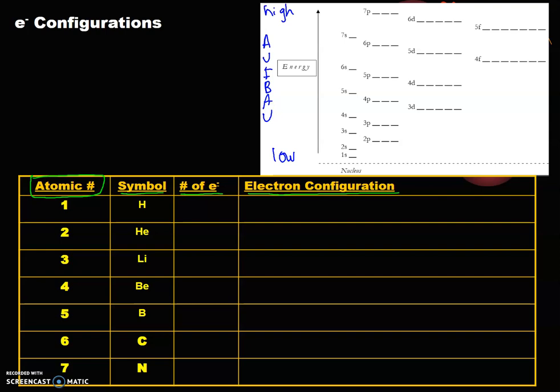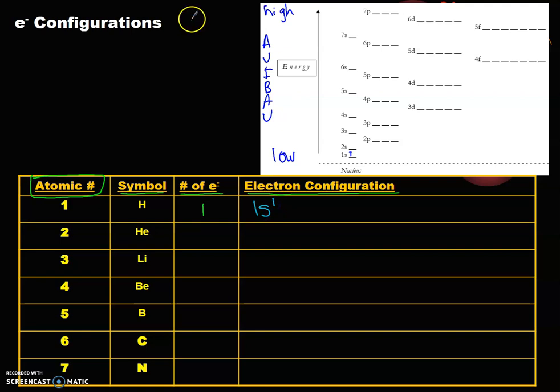So according to the periodic table, atomic number 1 is hydrogen, and that means it has 1 electron. So what we do is we put it in the position that is the lowest, and that means we're going to put it here in this first spot. All right, and for my electron configuration, I'm going to write in the 1s orbital, I have 1 electron.